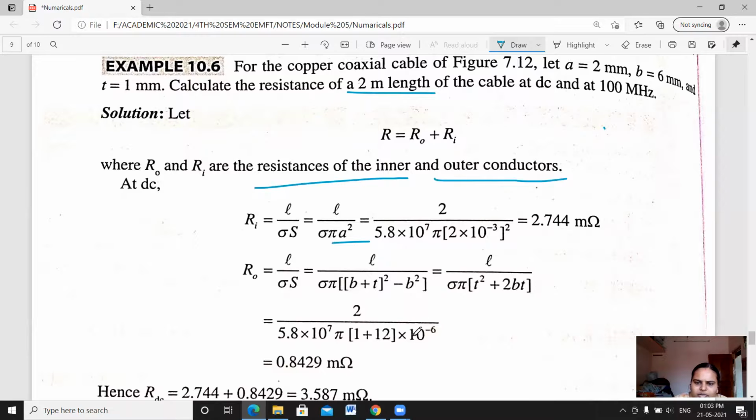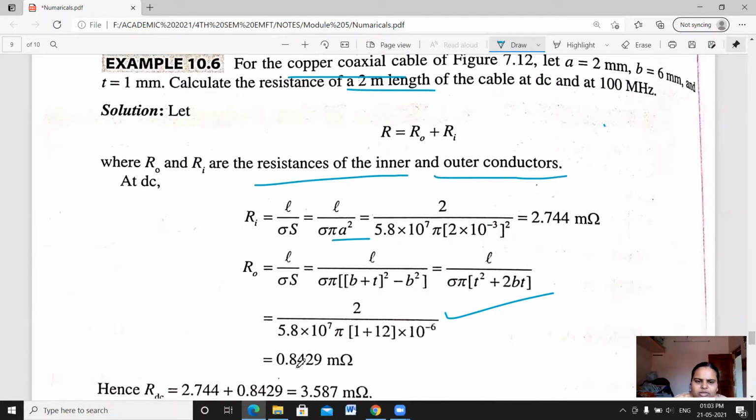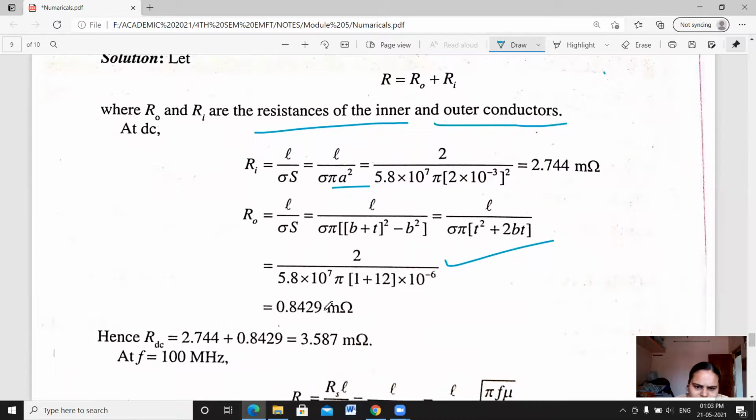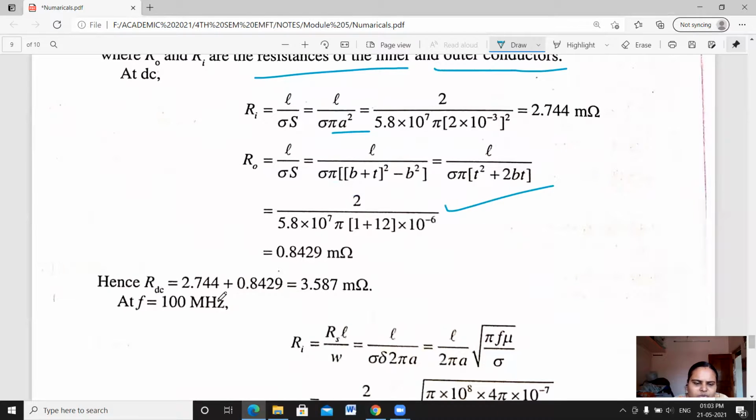Then you substitute the conductivity of the copper coaxial cable. That is going to be 5.8 times 10 raised to 7, times pi, times T squared, which is 1 plus 2 into 6, that is 12, times 10 raised to minus 6. Then you'll get 0.8429 milli ohms. Then R_DC is going to be the total of those two, that is 2.1744 plus 0.8429, which equals 3.587 milli ohms.